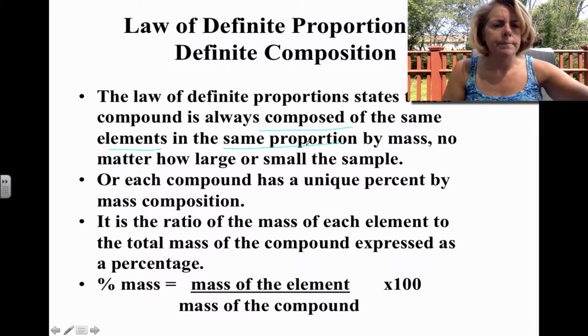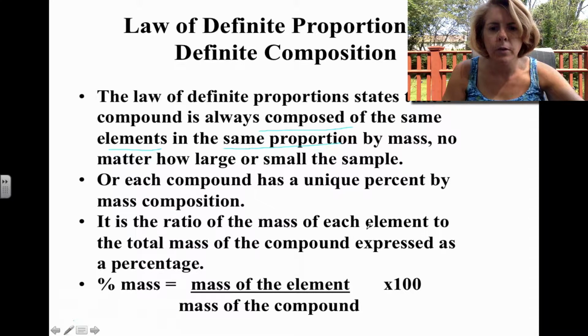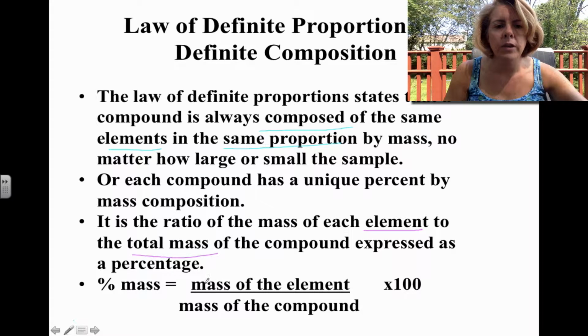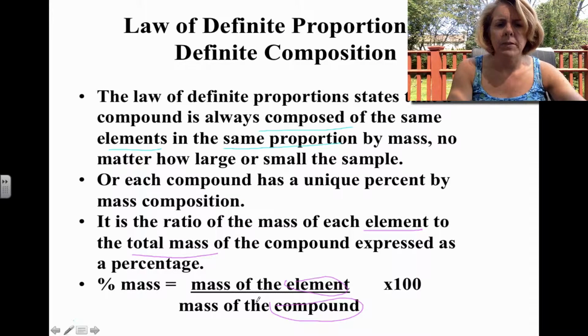And notice that it's the ratio of mass of one element to another. And it's just a real simple calculation that you have to do. So each element to the total mass. So you take the mass of the individual element and you divide it by the total mass of the compound. And notice that you multiply it by 100, and we'll do a couple examples of that.